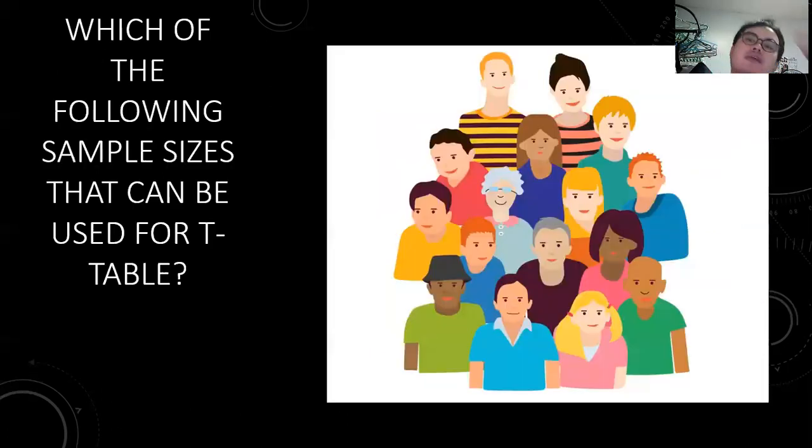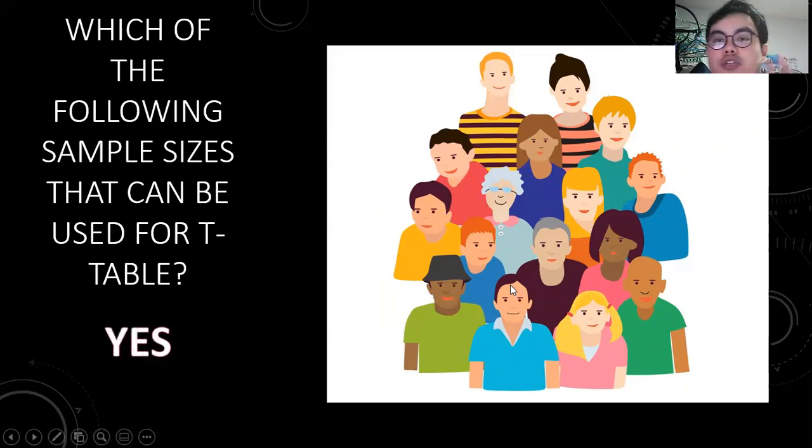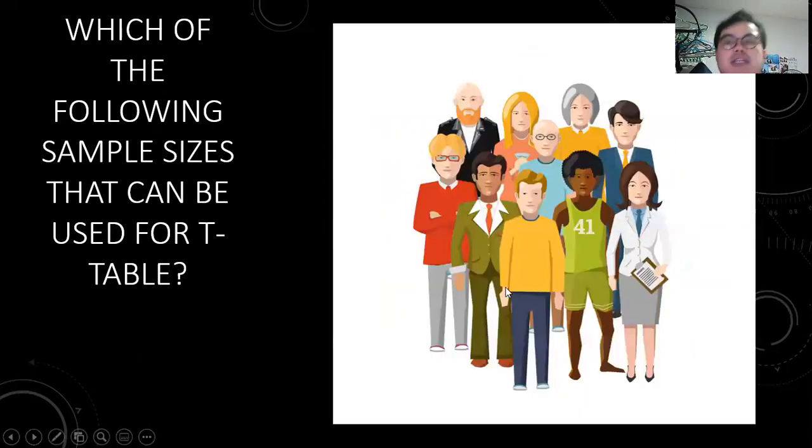Which of the following sample sizes can be used for the t-table? Let's count. 1, 2, 3, 4, 5, 6, 7, 8, 9, 10, 11, 12, 13, 14, 15, 16. So there are 16 people in this picture. Practically speaking, since 16 is less than 30, definitely yes, this can be used for the t-table.